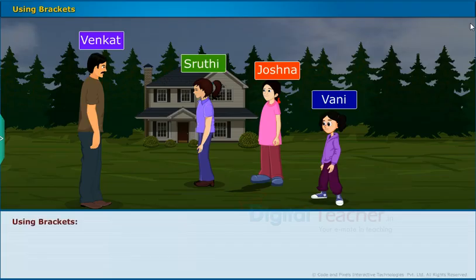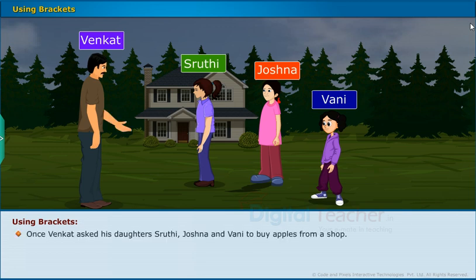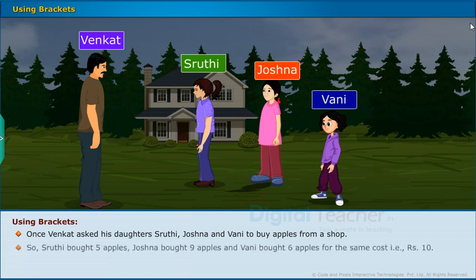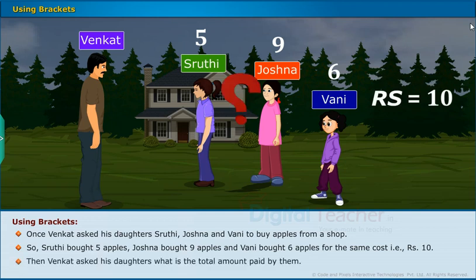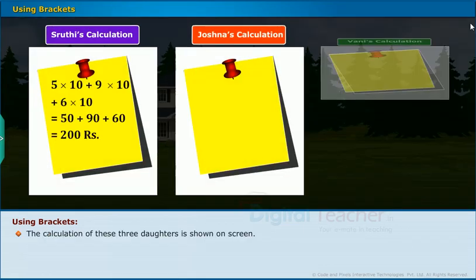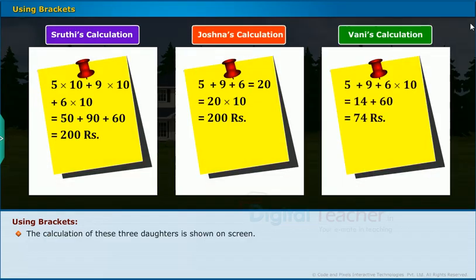Now, we shall know about the usage of brackets. Once Venkat asked his daughters Shruti, Joshna and Vani to buy apples from a shop. So Shruti bought 5 apples, Joshna bought 9 apples and Vani bought 6 apples for the same cost, that is rupees 10. Then Venkat asked his daughters what is the total amount paid by them. The calculation of these 3 daughters is shown on screen.